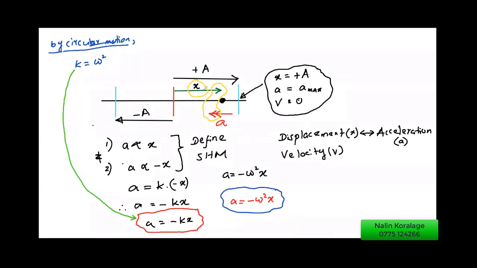Midpoint is simple. There is no displacement. Why? The particle is exactly at the center, meaning the fixed point, so there is no displacement to be measured. The particle is on top of the fixed point. So displacement x is going to be equal to zero, no doubt. What I taught you: displacement and acceleration, same style, same behavior.